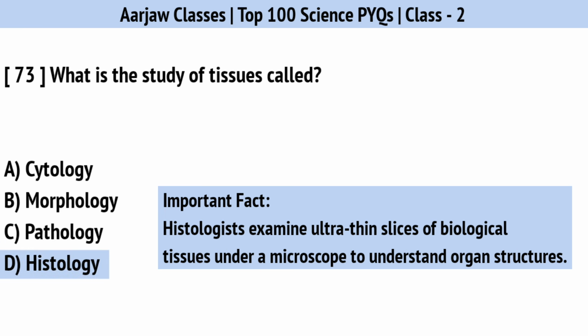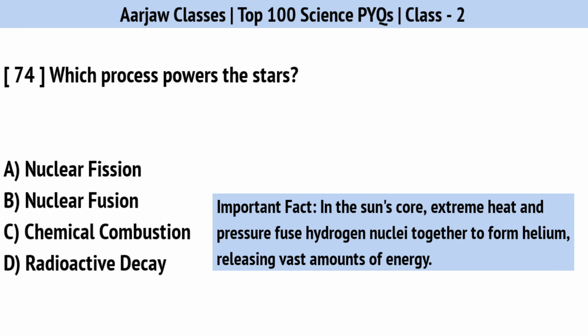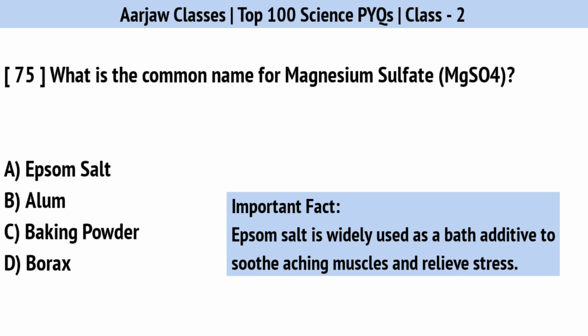Correct option is D. Histology. Which process powers the stars? Correct option is B. Nuclear fusion. What is the common name for magnesium sulfate? Correct option is A. Epsom salt.